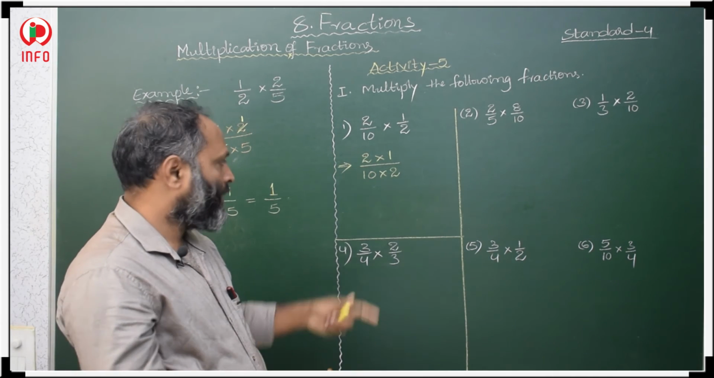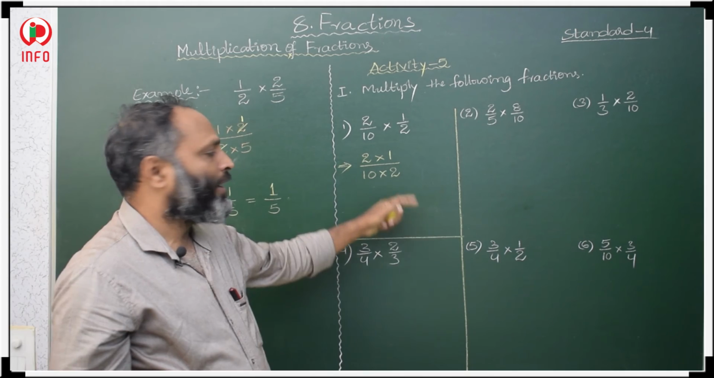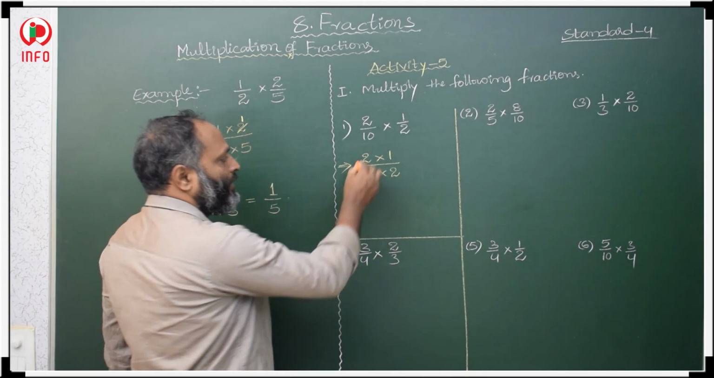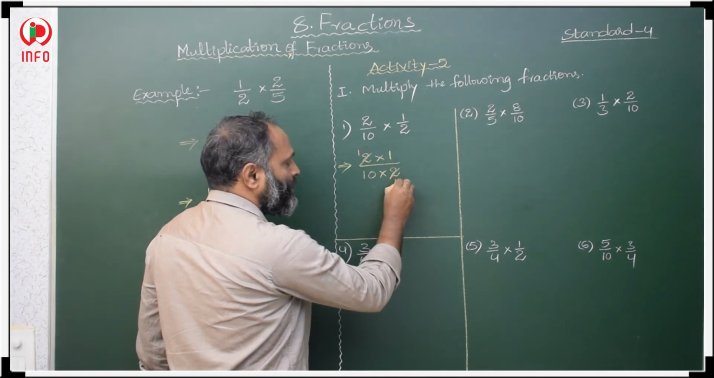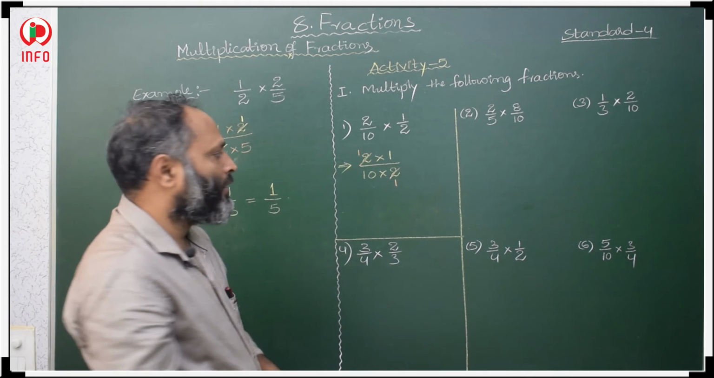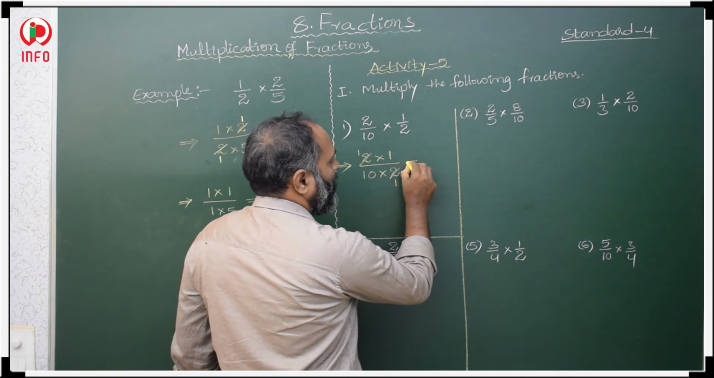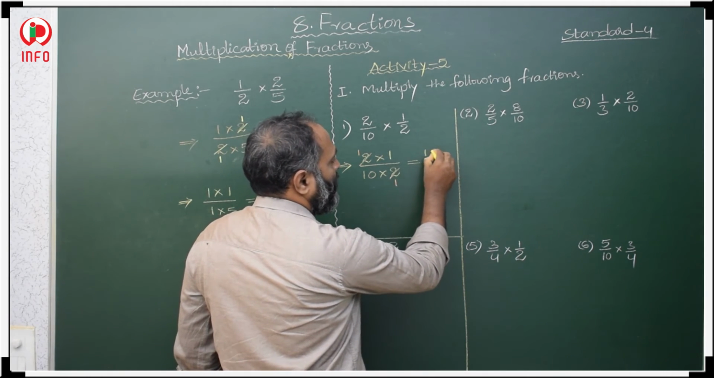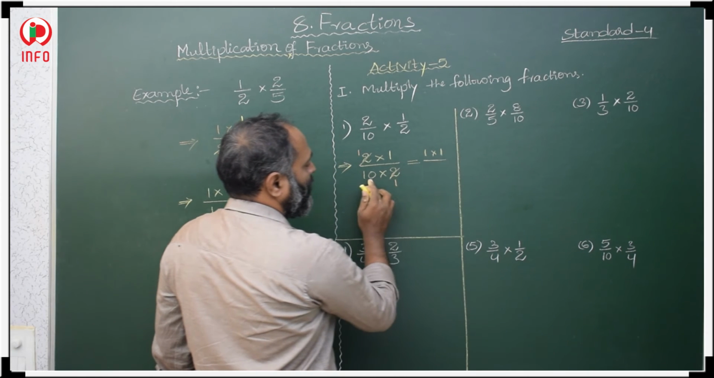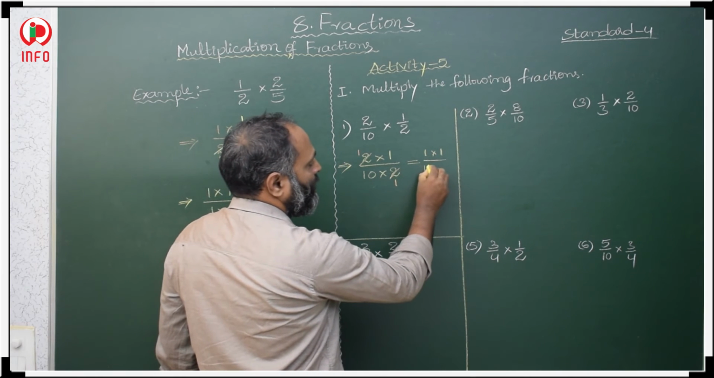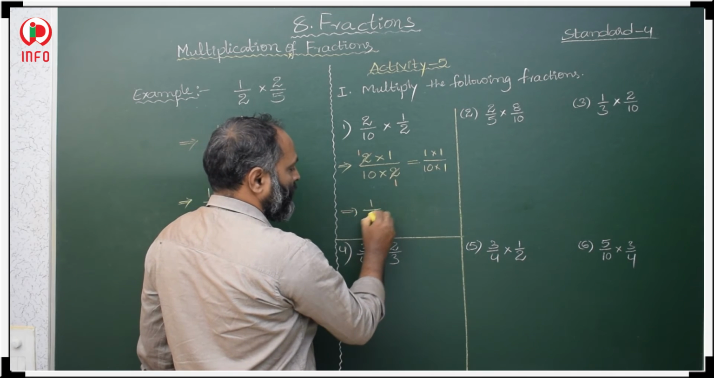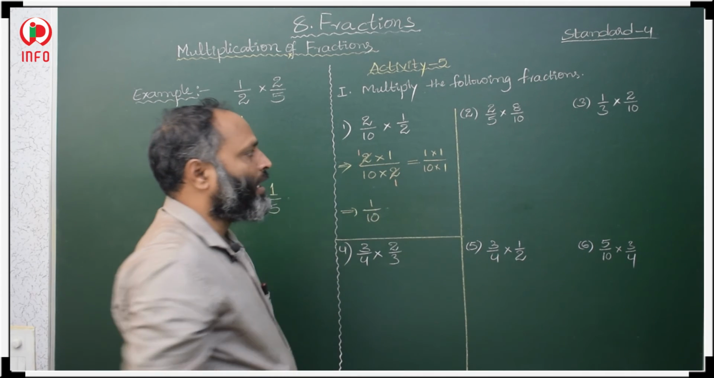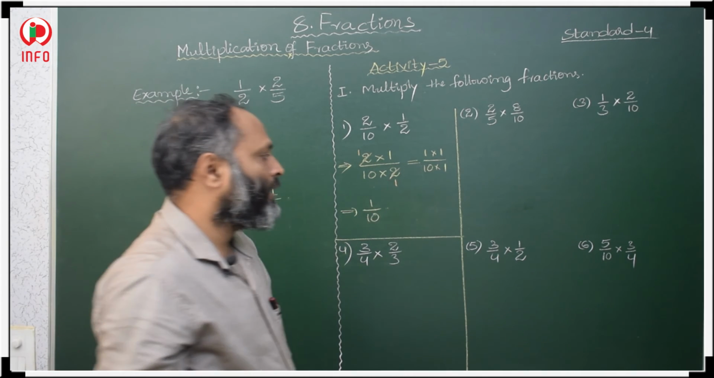Then these two have common factor 2, so we divide with 2, 2 ones are 2, 2 ones are 2. Then what is the answer? Numerator 1 into 1 by 10 into 1. 1 ones are 1, 10 ones are 10. This is the answer.